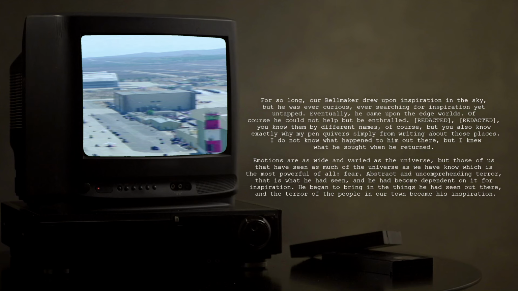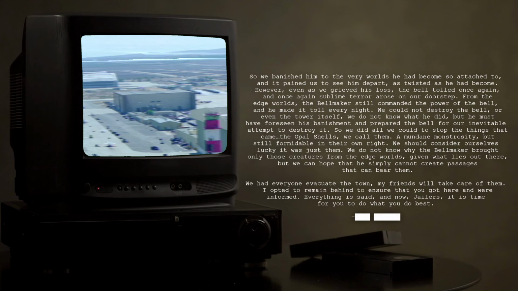I do not know what happened to him out there, but I knew what he sought when he returned. Emotions are as wide and varied as the universe, but those of us that have seen as much of the universe as we have know which is the most powerful of all. Fear. Abstract and uncomprehending terror, that is what he had seen, and he had become dependent on it for inspiration. He began to bring in the things that he had seen out there, and the terror of the people in our town became his inspiration.